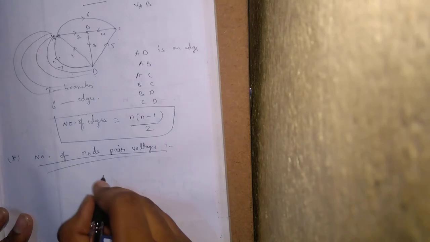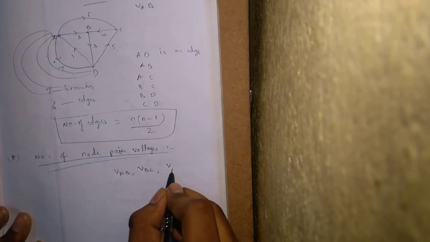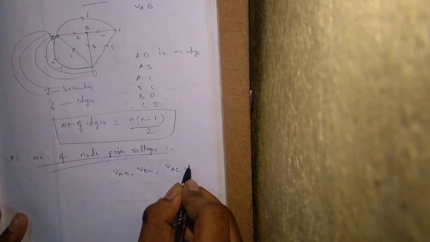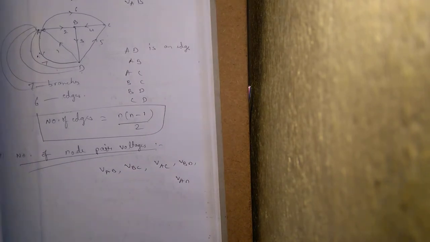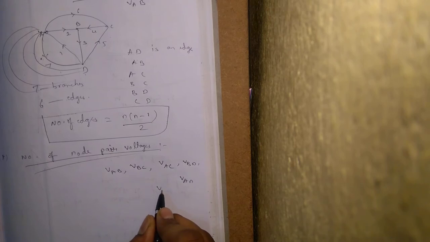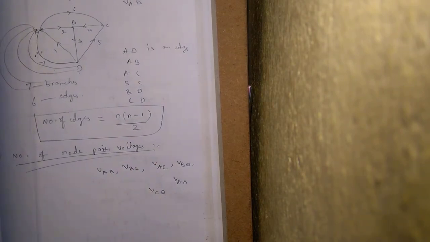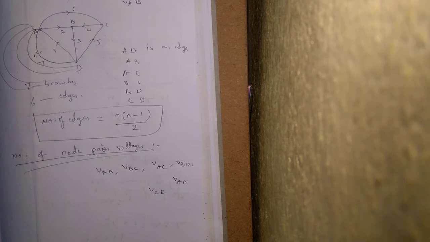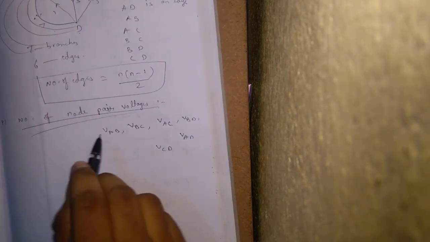So VAB is my node pair voltage, and VBC is my node pair voltage, VAC is my node pair voltage, and VBD and VAD, right? 1, 2, 3, 4, 5, and VCD. So VCD is my node pair voltage. So all together I have 6 node pair voltages here, right?